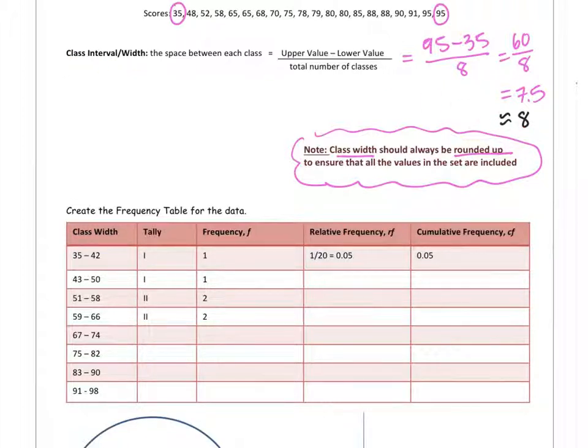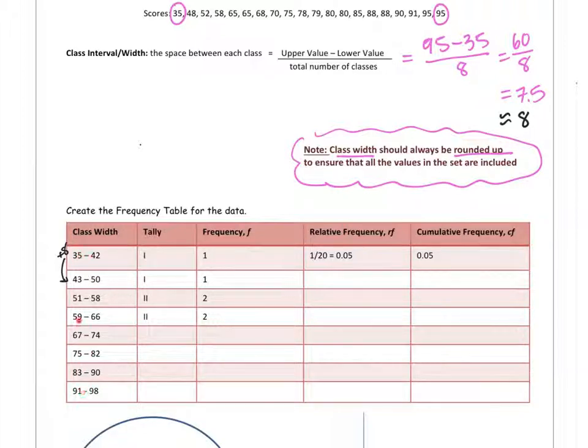So our width size is 8. So that means that every time I jump down to the next number, I have to add 8. So 35 plus 8 is going to give me 43. And if I add another 8 to this, I'm going to get 51, 59, 67, 75, 83, and 91.